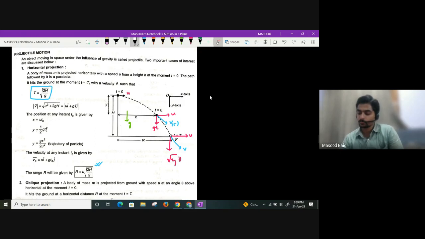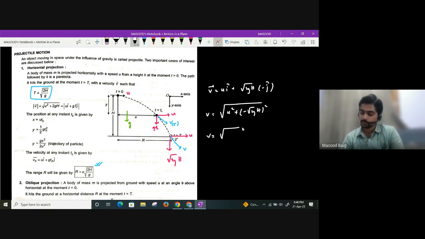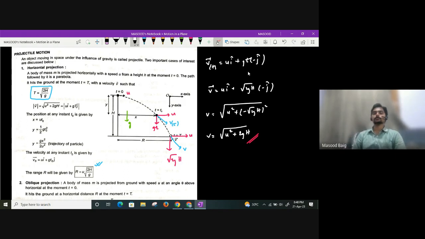Now, I want to find the final velocity. It has two components or not? u i cap plus root 2gh minus j cap. Because they have two perpendicular components, what will speed be? Under root of u square plus root 2gh whole square. So what will I get? Root of u square plus 2gh. So this is the speed with which it is going to hit the ground. And what would be the speed at any instant, beta? Velocity at any instant is u i cap plus gt in which direction? Minus j cap. Clear, everyone?